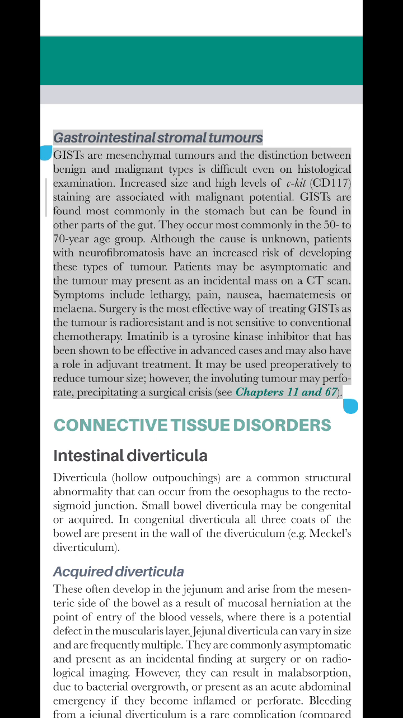Patients may be asymptomatic and the tumor may present as an incidental mass on a CT scan. Symptoms include lethargy, pain, nausea, hematemesis or melena. Surgery is the most effective way of treating GISTs as the tumor is radioresistant and is not sensitive to conventional chemotherapy. Imatinib is a tyrosine kinase inhibitor that has been shown to be effective in advanced cases and may also have a role in adjuvant treatment. It may be used preoperatively to reduce tumor size. However, the involuting tumor may perforate, precipitating a surgical crisis. See chapters 11 and 67.